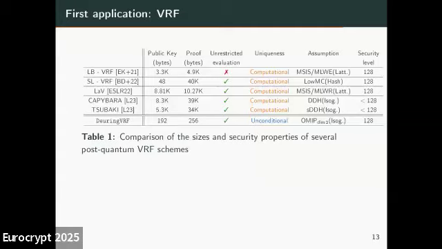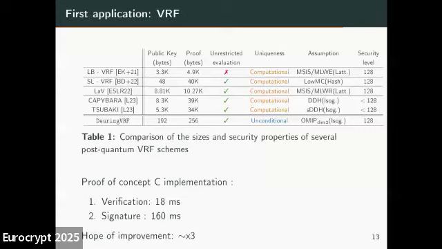As I said, I have two applications of this VUF. The first one is a post-quantum VRF, which, as you can see from the numbers here, is much more compact than existing constructions. It doesn't have any restriction on the number of evaluations, which is not the case for all post-quantum VRFs. Also, the uniqueness is unconditional, whereas in most cases it's only computational.